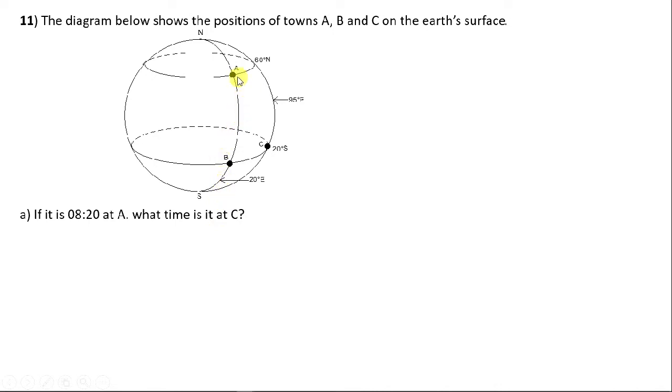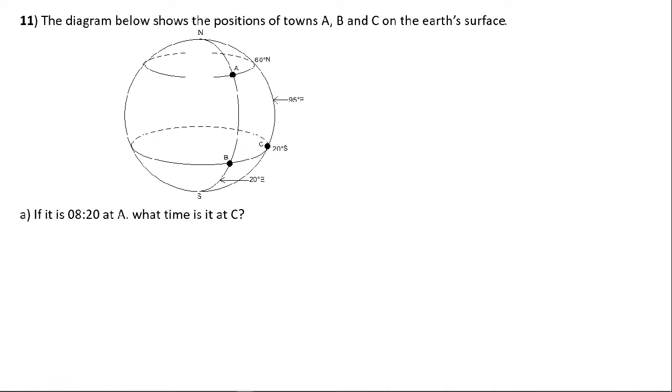So now when you look at A, you find that A is at 20 degrees east, that is our longitude, and then C is at 95 degrees east, that is the longitude. We have to understand that the Earth rotates on its axis 360 degrees from the west to the east in 24 hours. So if you divide 360 degrees by 24, you get 15 degrees. It means for every 1 hour, 15 degrees is covered.